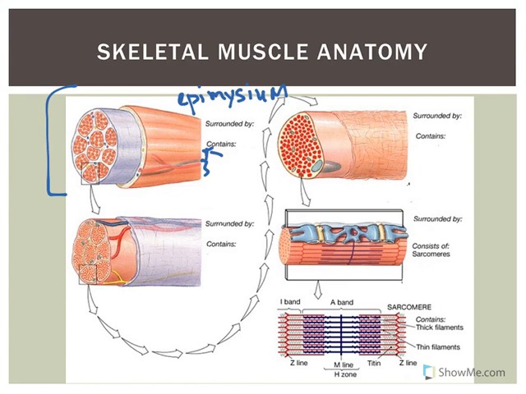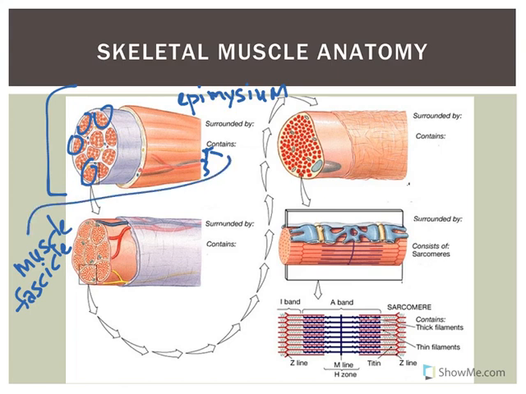So if we go back to looking at that skeletal muscle, it's made up of various components. Each one of these that you see here in this skeletal muscle is referred to as a muscle fascicle. So this is a muscle fascicle. So if we fill in this chart, the top one says surrounded by epimysium, it contains the muscle fascicles. Now the muscle fascicles contain muscle fibers, which is what we're going to look at next.